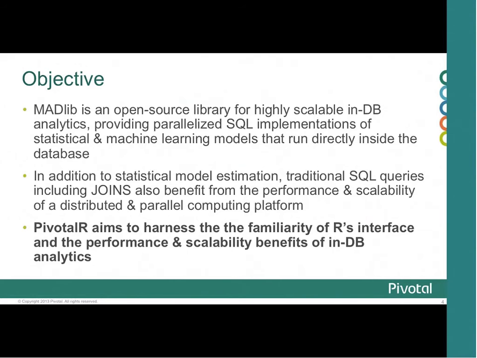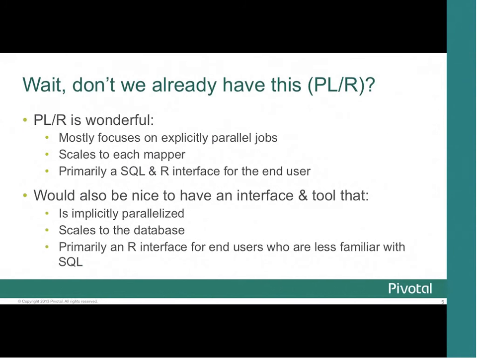Now, for those of you who are familiar with the Pivotal ecosystem and the tools that are available on Pivotal, you might be aware that we have full support for PLR, which is the procedural language extension for R that is parallelized in the database. And yes, while PLR does provide a layer of integration with R, I think PivotalR is different for a couple of reasons. Now, PLR is great. It's wonderful. It allows you to leverage all the libraries on CRAN, but it mostly focuses on explicitly parallel jobs, right? And another thing to keep in mind with PLR is that it scales to each mapper.